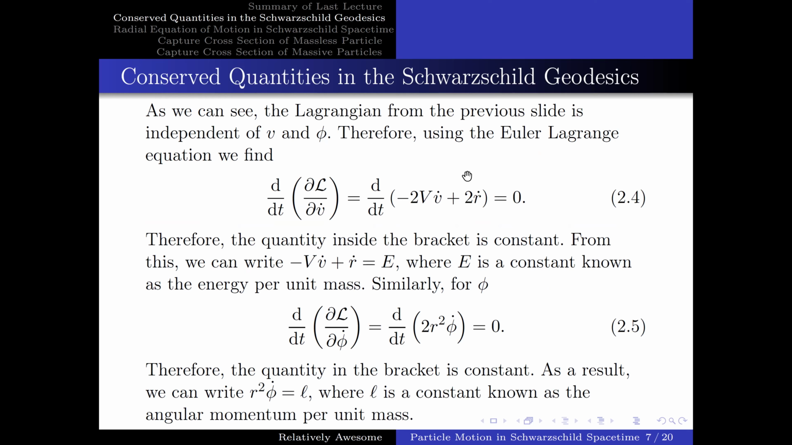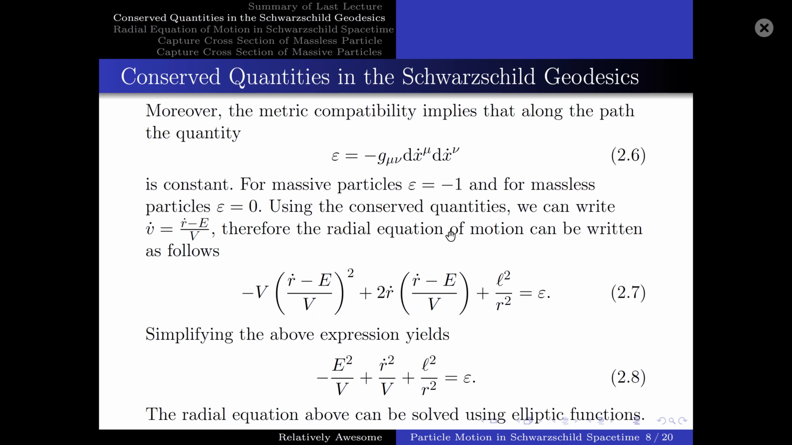We can see from the Euler-Lagrange equation, setting v as the coordinate, that the quantity inside the bracket is a constant and is therefore conserved. We can name it E as it is the energy per unit mass. Similarly, using the Euler-Lagrange equation for the coordinate phi, we find that the quantity in this bracket is a constant and is also conserved. Therefore, we can label it L, as it is the angular momentum per unit mass.